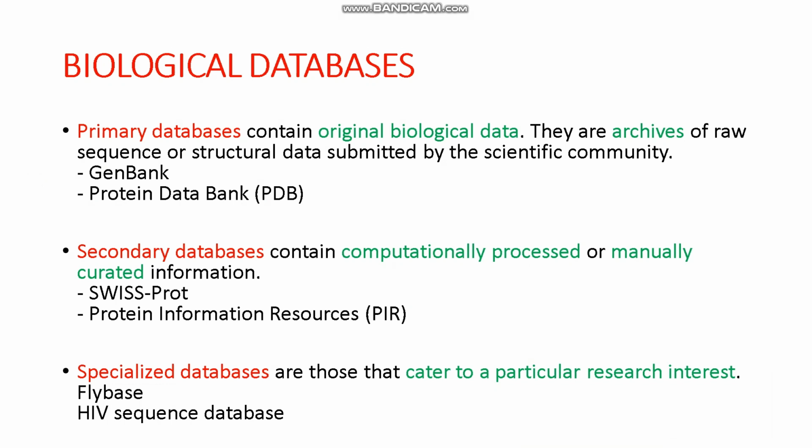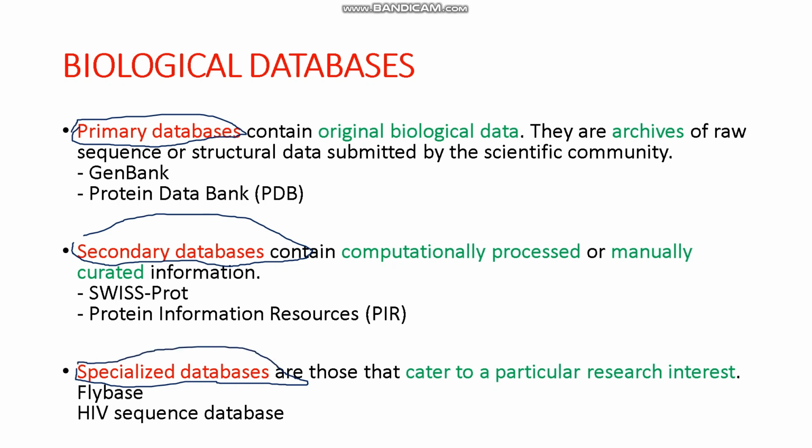Now we'll talk about the biological databases. There are three different types of biological databases. First of all, the primary databases, which are very important. Then the secondary databases, which are also very important. And then the specialized databases, which are best for people doing specialization in something. Like someone doing their PhD in cancer will go to the cancer database. So it is specialized.